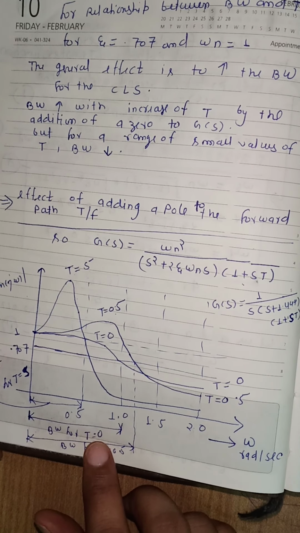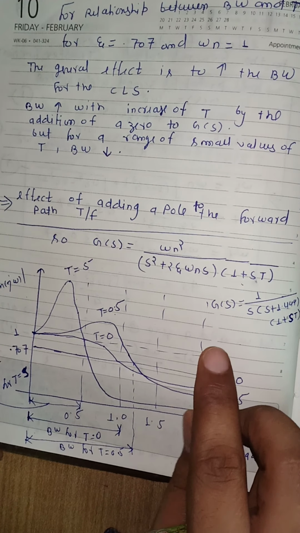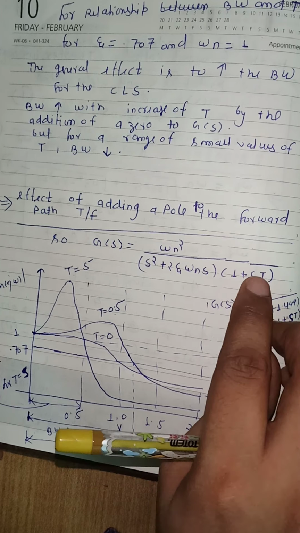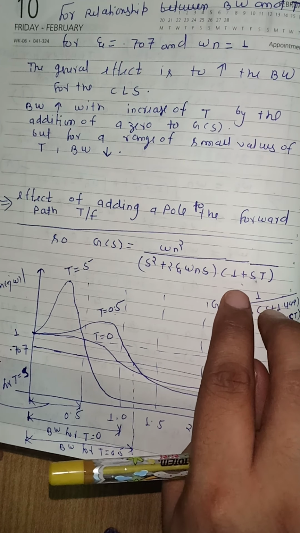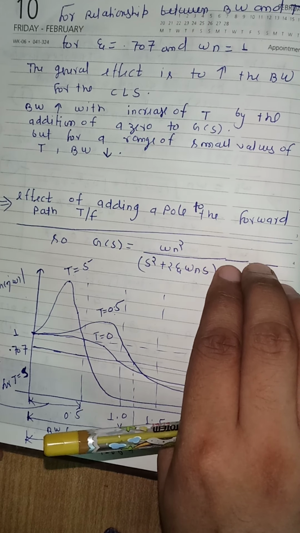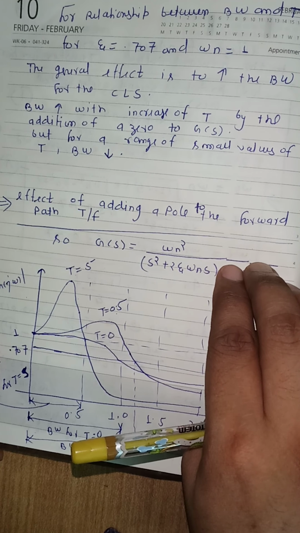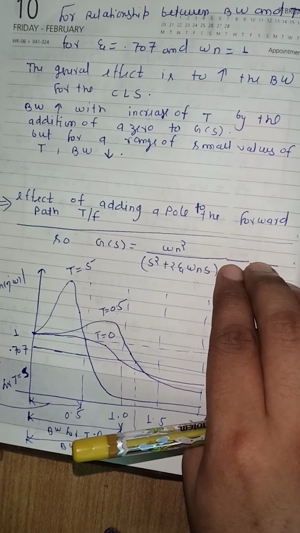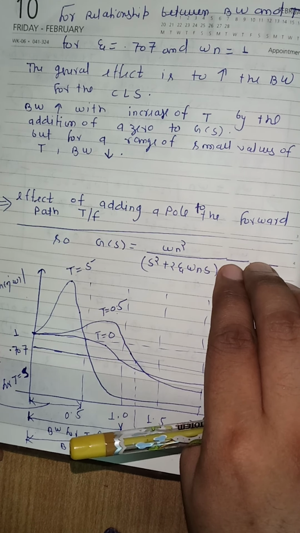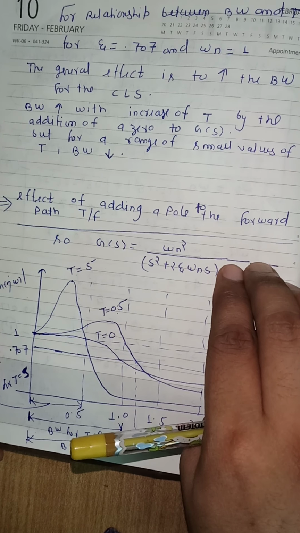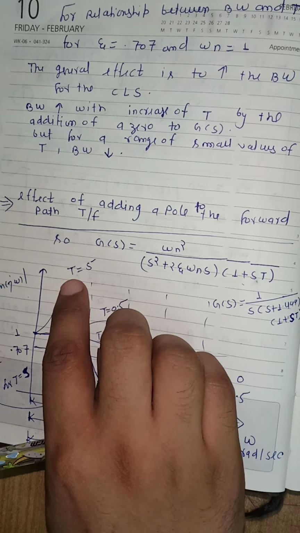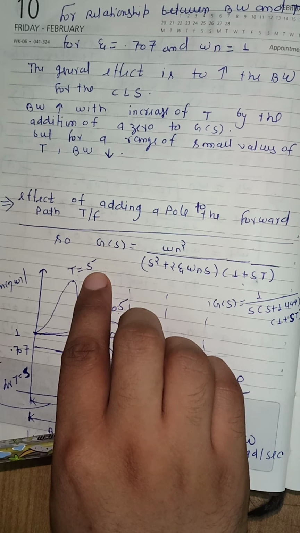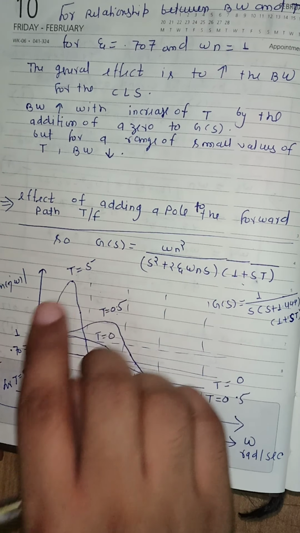If we have T equal to 0, in the denominator we don't have the 1 plus sT term. That means we have the open loop transfer function before adding a pole. If we have T equal to 0.5 or T equal to 5, we have the open loop transfer function after adding a pole.